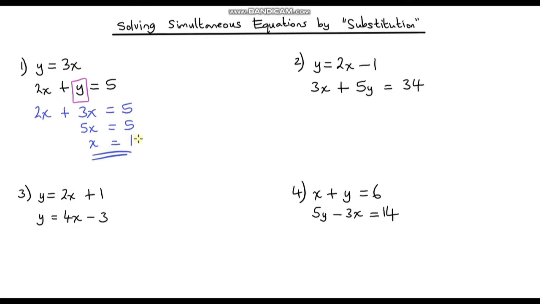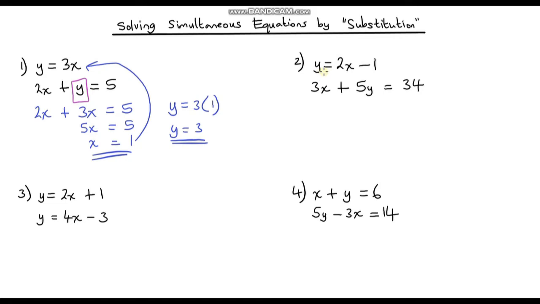Now I can just substitute this value for x into my first equation to get the corresponding value for y. So y is going to be 3 times x, which is just 3 times 1. Therefore y equals 3. So I have my values for x and y. When x equals 1, y equals 3. Okay, let's look at question 2 now.